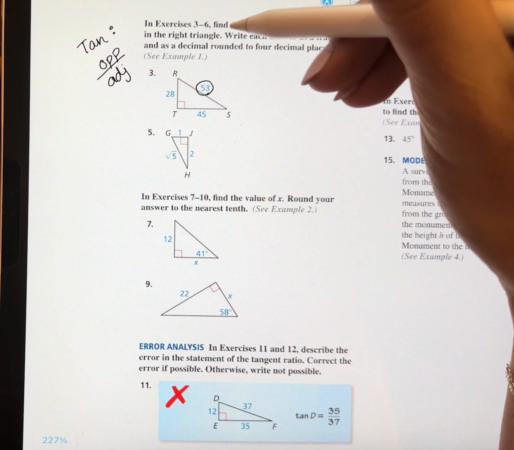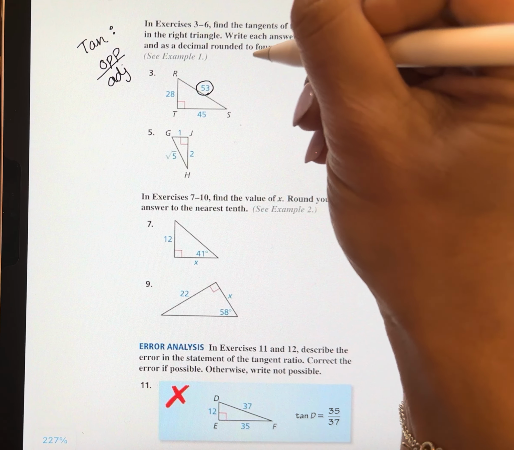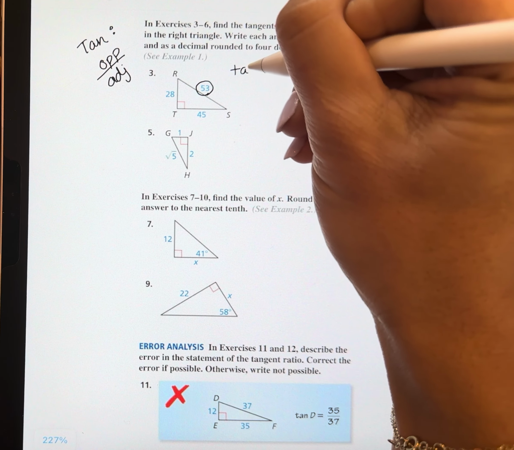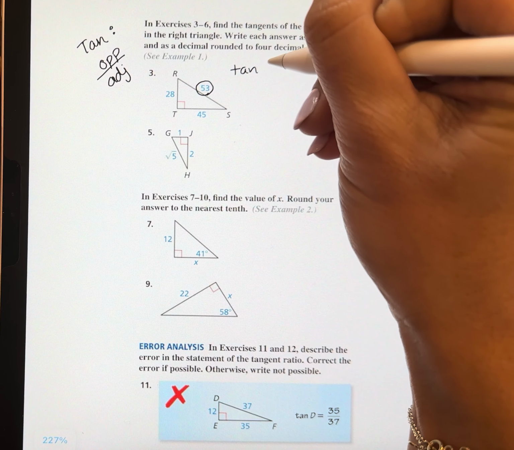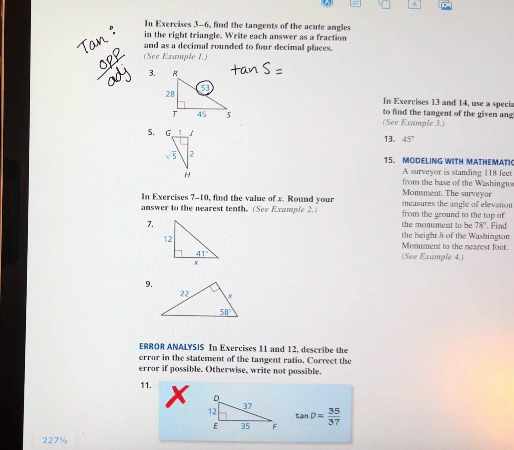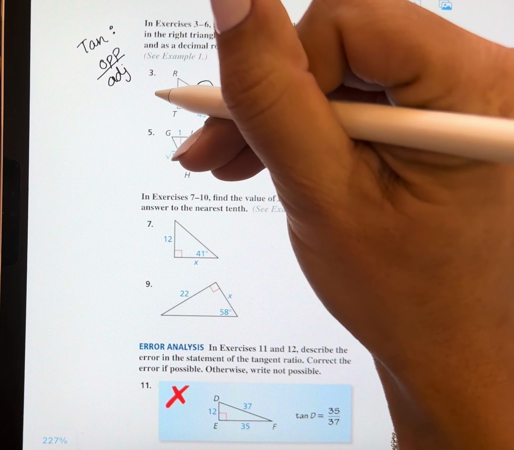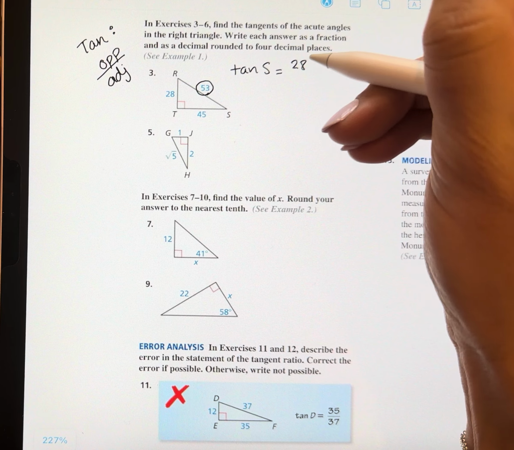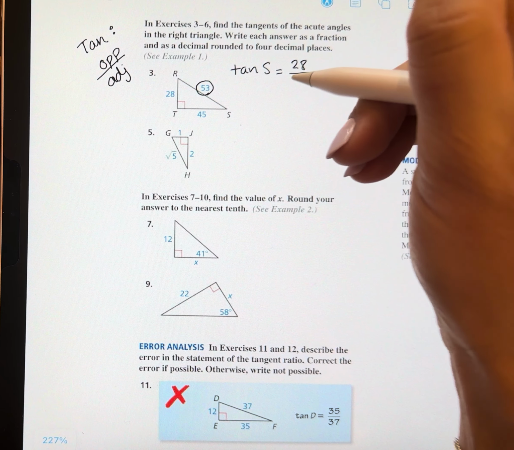Find the tangents of the acute angles. Write each answer as a decimal and as a fraction. Okay. Let's get my calculator ready and let's go. So tangent, there's two acute angles. There's S and there's R. So we'll start with S. Tangent of S equals, from S, opposite is 28 over adjacent, right next to S, is 45.